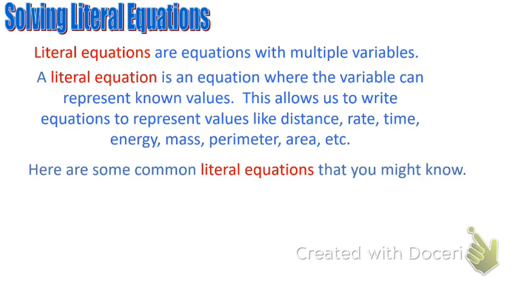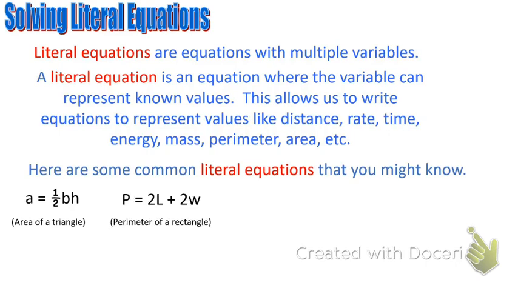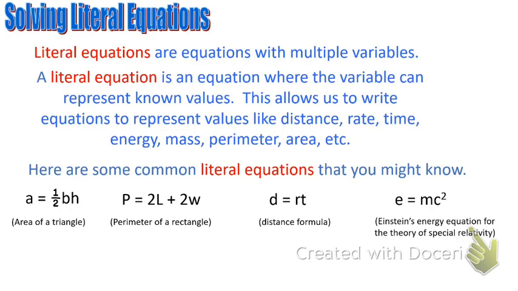Now here's some common literal equations that you might know. The area of a triangle is 1/2 of base times height. The perimeter of a rectangle is 2 times the length plus 2 times the width. The distance formula, where distance equals rate times time, or even Einstein's energy equation for the theory of special relativity, E equals mc squared.